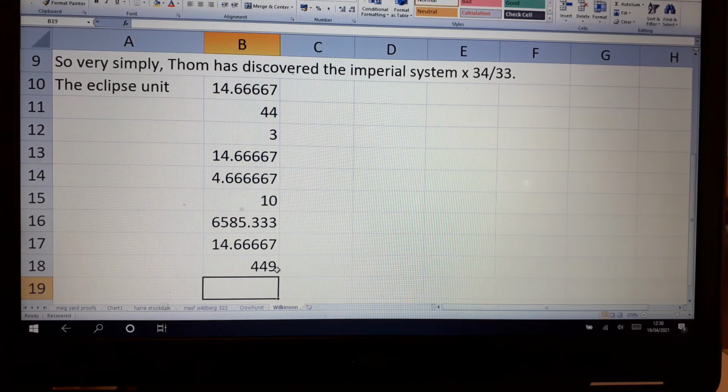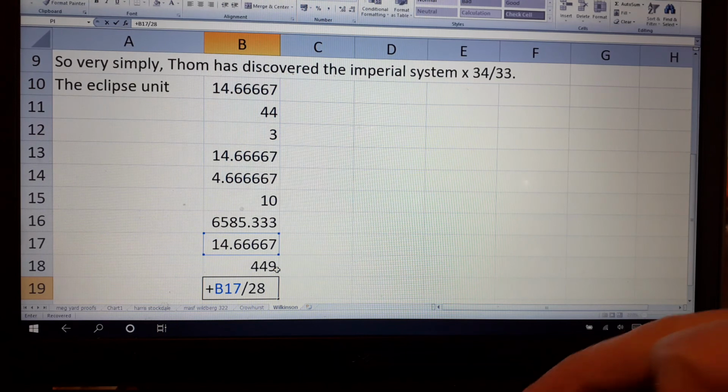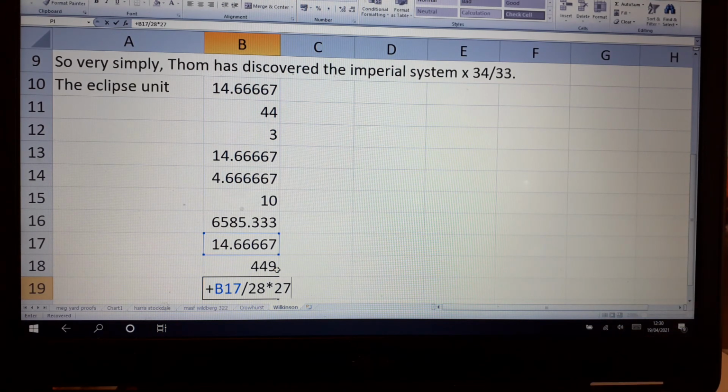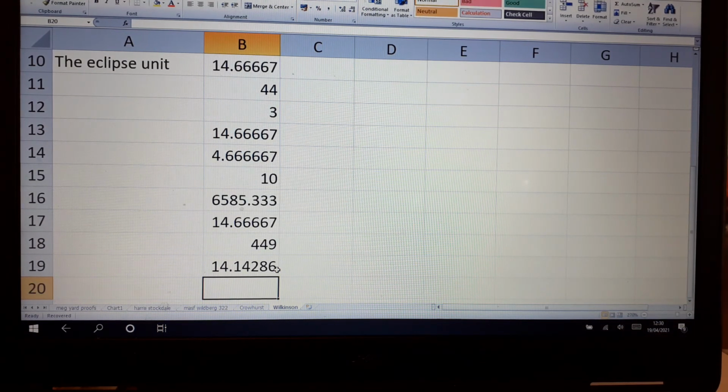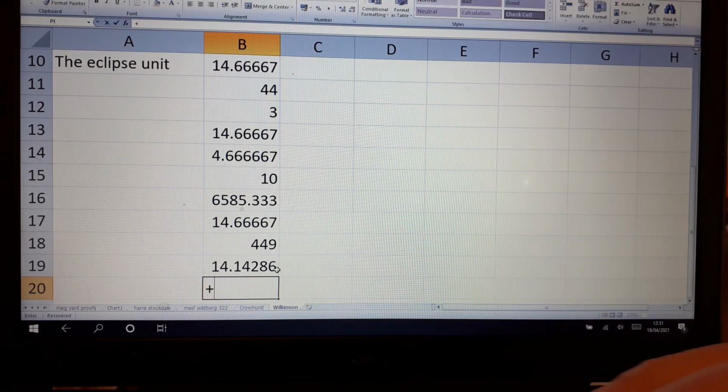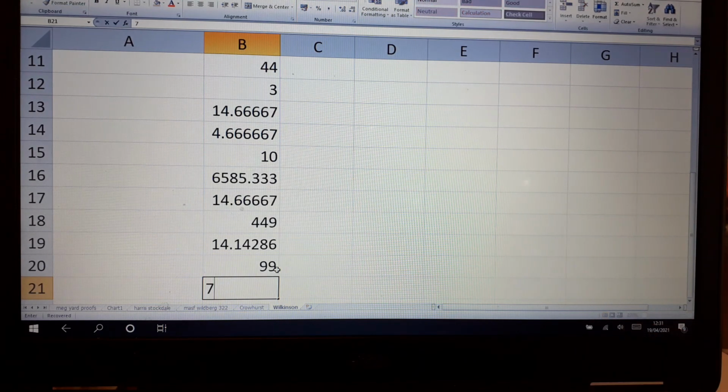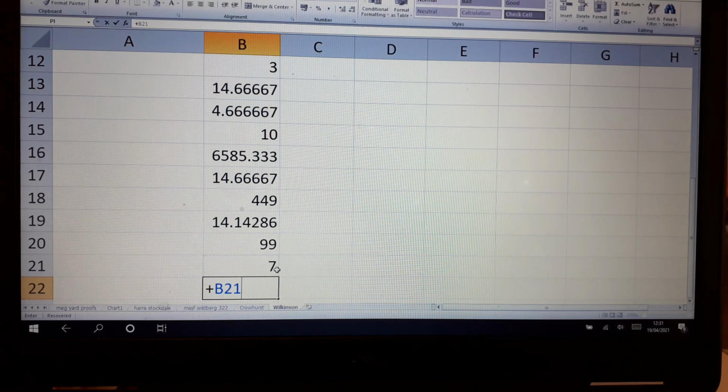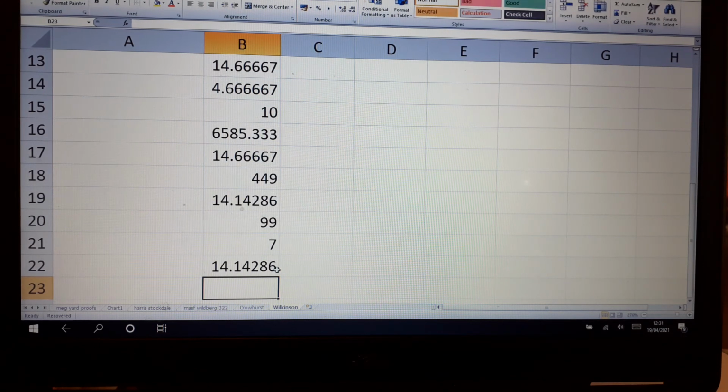So let's just have a look at that. We divide it by 28 and multiply by 27. And there's 99/7. And that's what we talked about in the Harrison-Stockdale presentation. That is 10√2. And that works with Thom's megalithic yard.